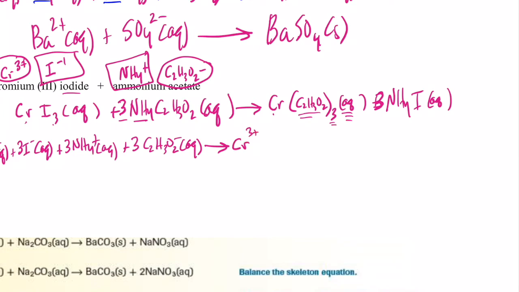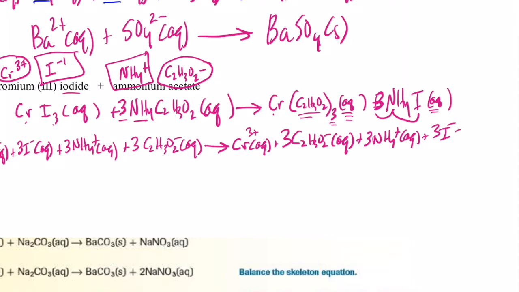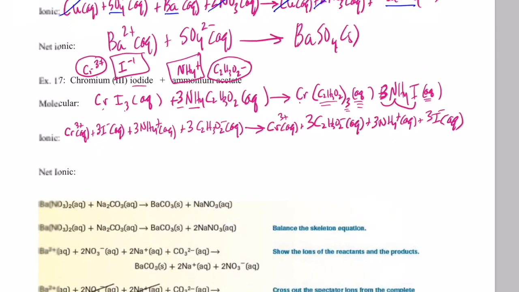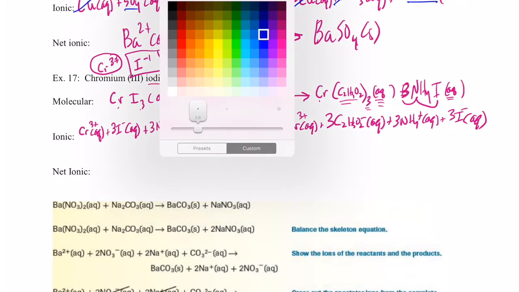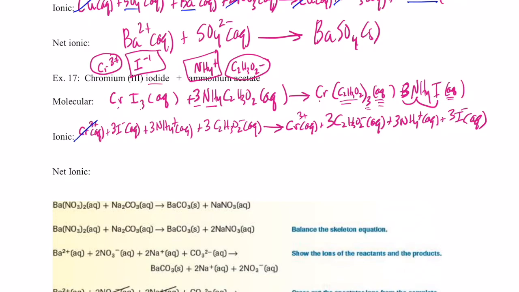So we have chromium 3 plus dissolved in water and 3 acetates dissolved in water. We have 3 ammoniums and 3 iodides also. So 3 NH4+ (aq) and 3 I- (aq). All right, so let's go ahead and cancel out our spectators. Looks like we have a lot of those this time. So here we go. Chromium 3 plus is gone. My 3 iodides are gone. My 3 ammoniums are gone. And my 3 acetates are gone.